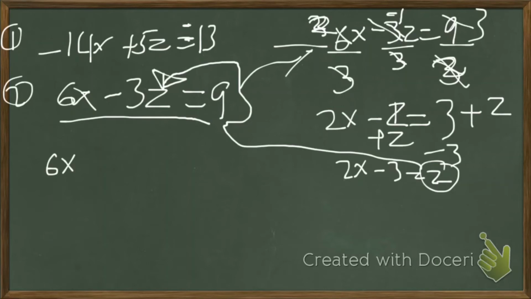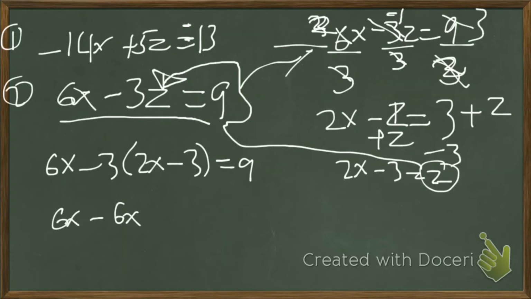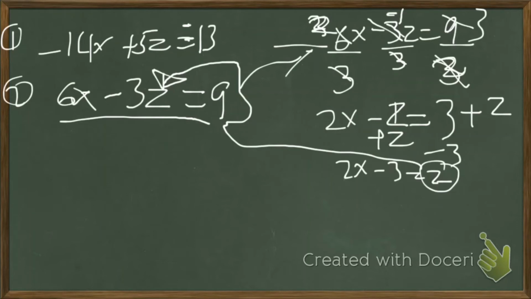So 6x minus 3 times (2x minus 3) equals 9, 6x minus 6x minus 9. Yeah, I just made a mistake there, I'm sorry about that. I used this equation already, so I'm going to substitute into this equation over here: minus 14x plus 5z equals minus 13.